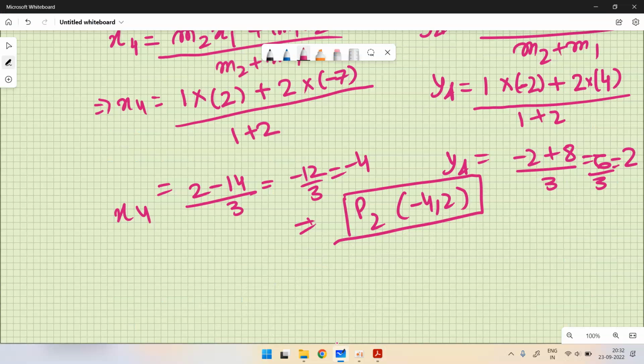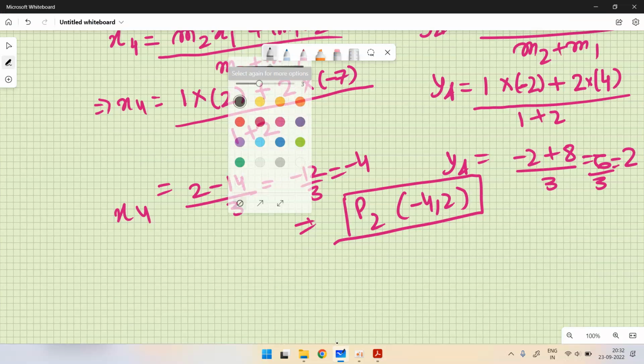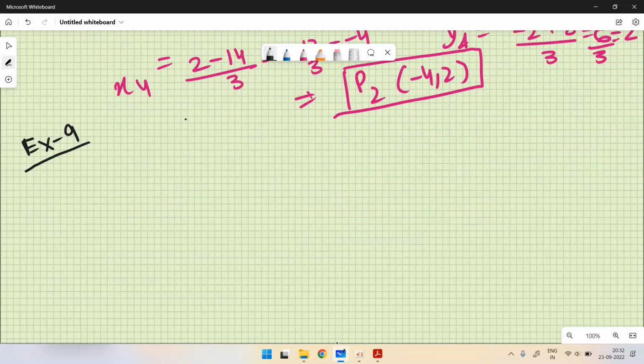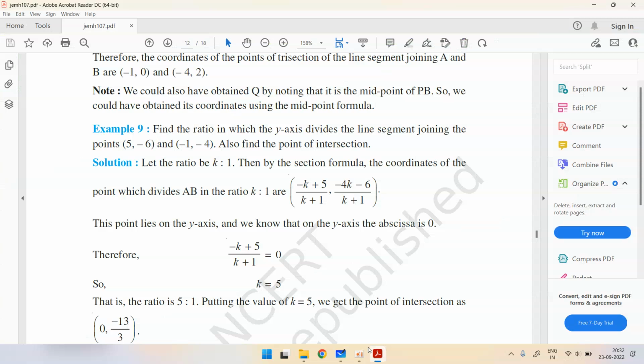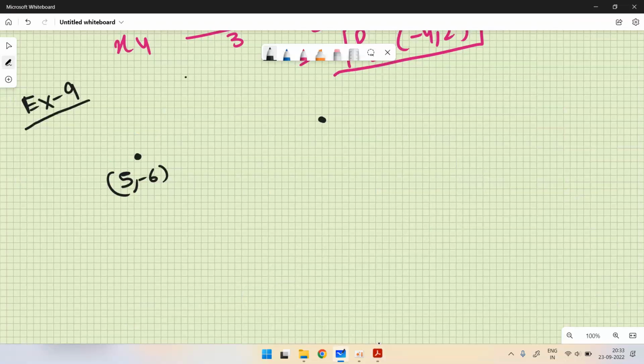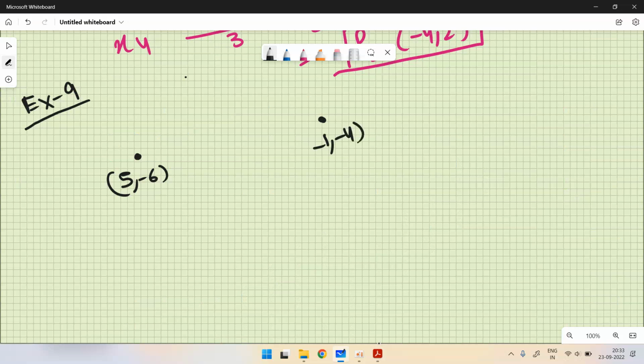There is a trick in this question. If you see it simply as a question, you will not be able to see what it is saying. But if you read between the lines, the question becomes easy and solvable. Find the ratio. The points are 5, minus 6, and the other point is minus 1, minus 4.